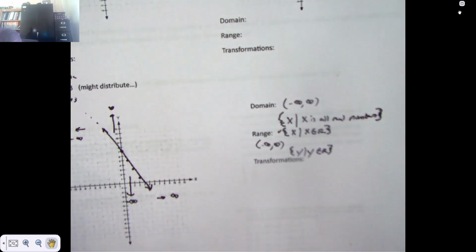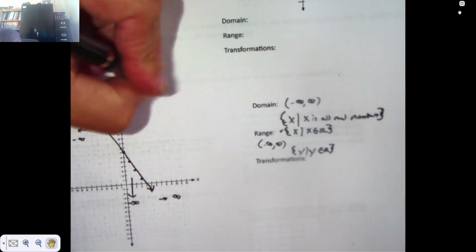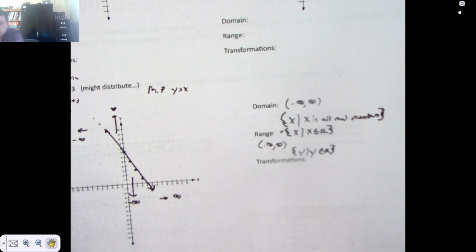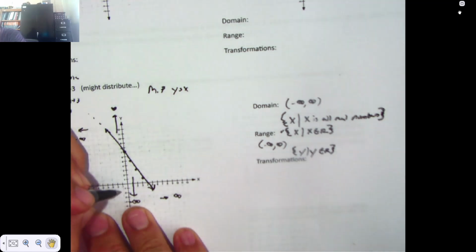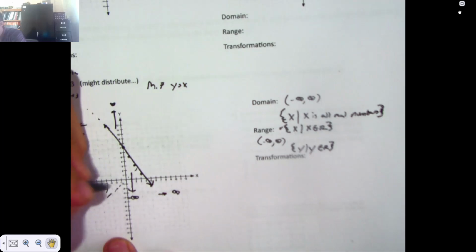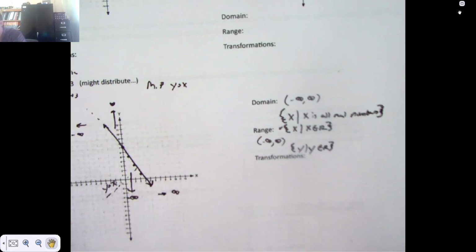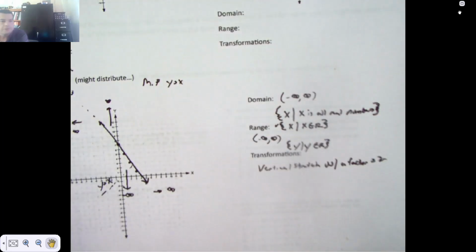Transformations, because this was the mother function, is y equals x. There were 2 transformations that happened. Y equals x would have looked like this, wouldn't it? That's y equals x. That's what mom looks like. So there were transformations that happened. What all has happened? Well, for one, she's steeper. There's a vertical stretch with a factor of 2. The slope is twice as steep.